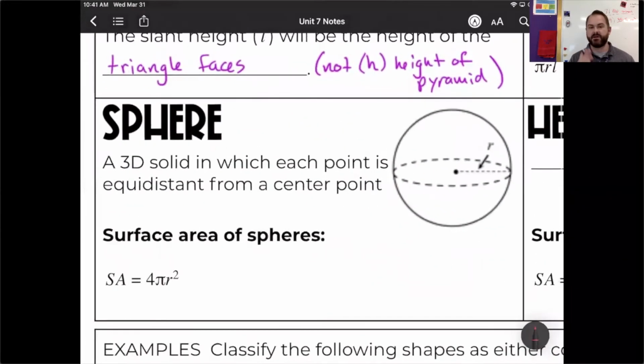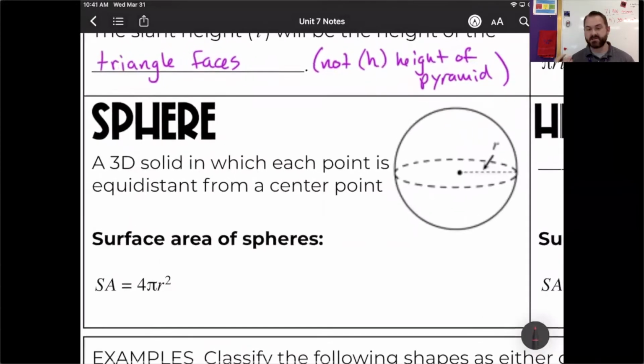And then we have two new figures we want to talk about, really just one, but there are two separate formulas to figure out, and that's a sphere. Okay, you guys know what a sphere looks like. A globe is a sphere, any kind of round ball like basketball, baseball, those are all spheres, all right?